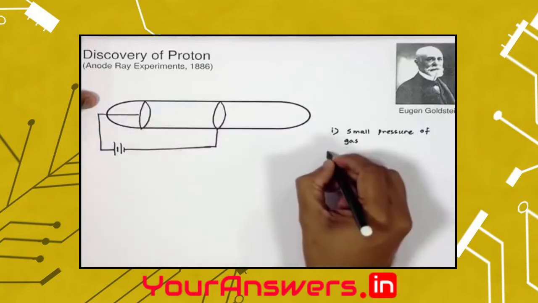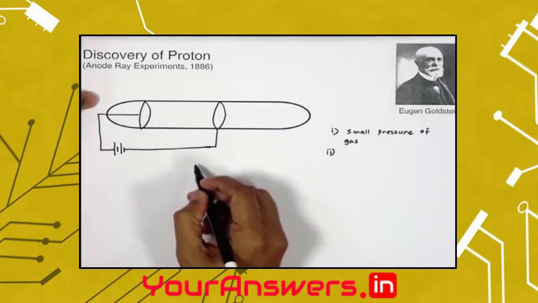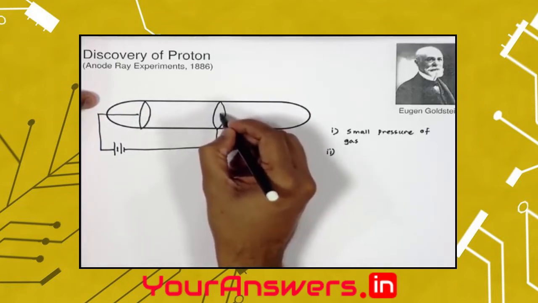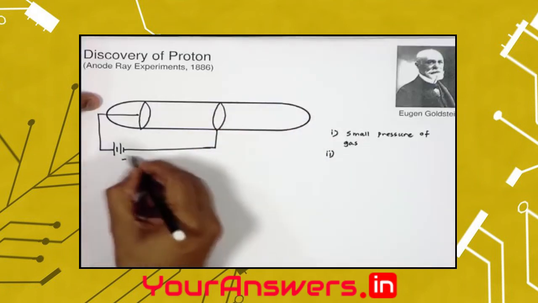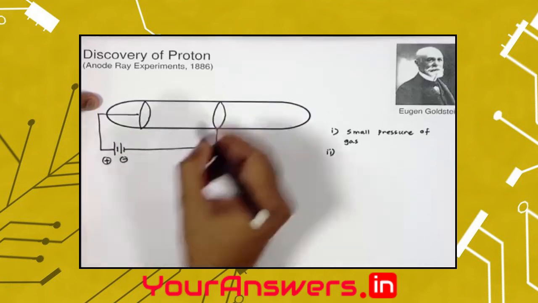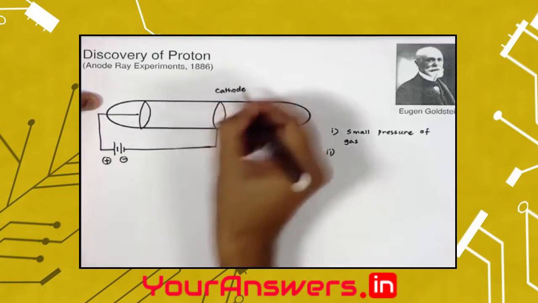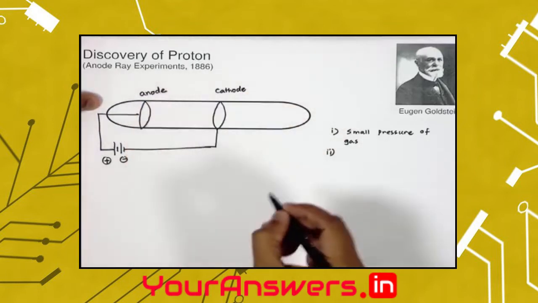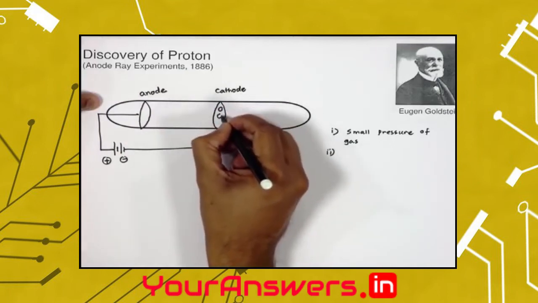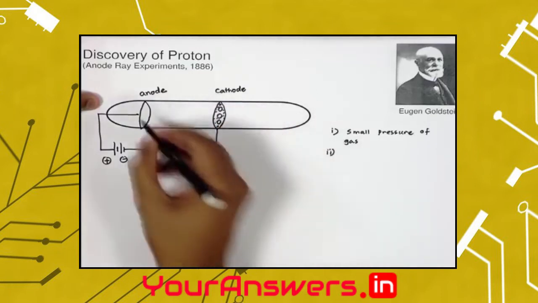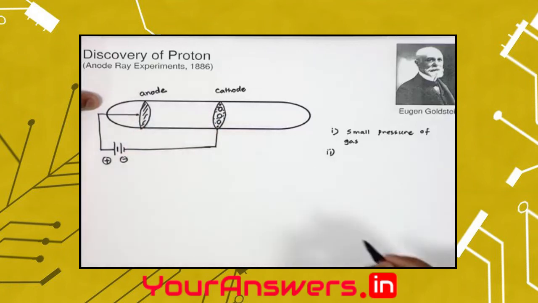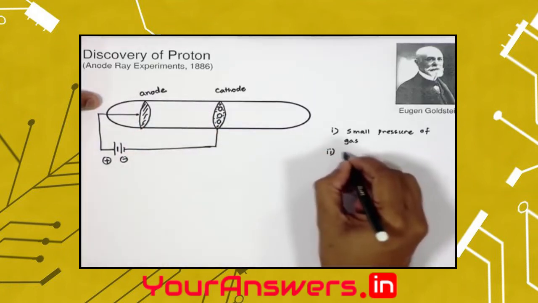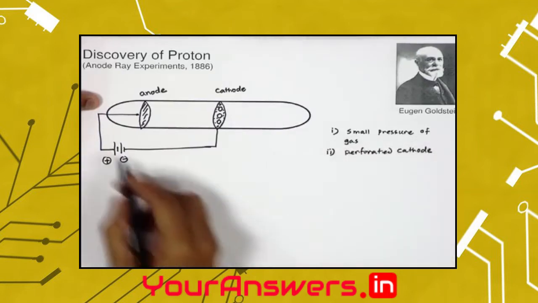The other difference was, if you remember, in the cathode ray tube we had one hole in the center of the anode. Here, the polarity of the applied potential difference suggests that this is my cathode, the negatively charged electrode, and this is my anode. What is done is that we have used a perforated cathode. I am drawing 3 holes here, and this is my anode plate. So the second change is that we have used a perforated cathode, and we are applying high voltage.